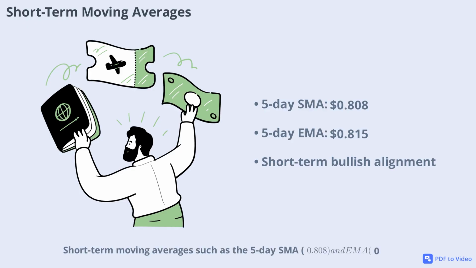Short-term moving averages, such as the 5-day SMA 0.808 and EMA 0.815, are currently below the closing price. This alignment often signals a short-term bullish trend. The 10-day SMA 0.747 and EMA 0.776 also trail the current price, reinforcing this upward momentum. These indicators are especially useful for traders looking to capitalize on quick price movements.